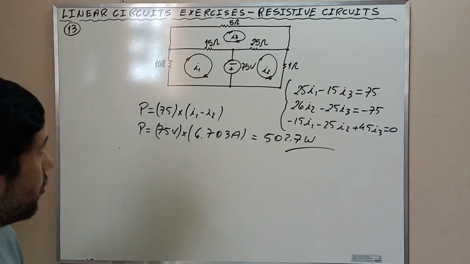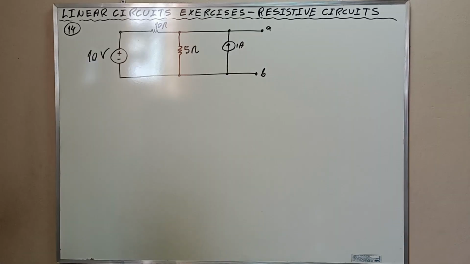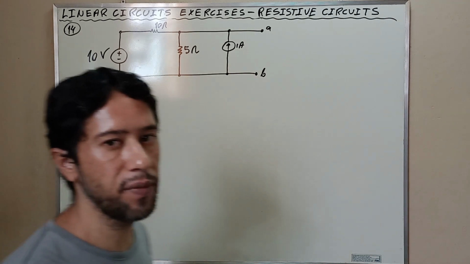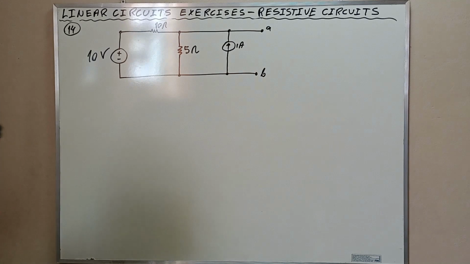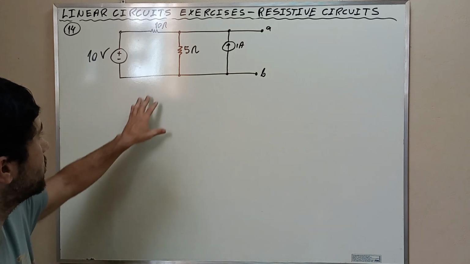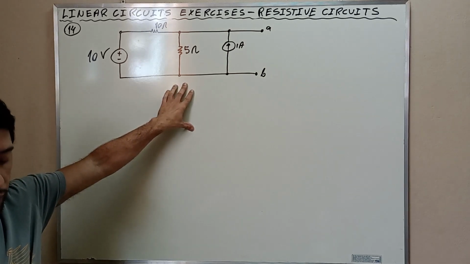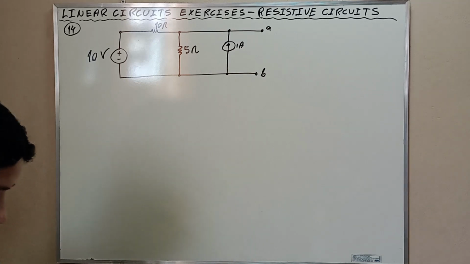Alright, my friends, this is all for exercise 13. Let's go to exercise 14. Exercise 14: find the Thevenin and Norton equivalent circuit for the circuit on the board. Let's go to the solution. Let's understand what's going on here. The exercise wants us to take this circuit and find the Thevenin and the Norton equivalent circuits, and this is what we are going to do.